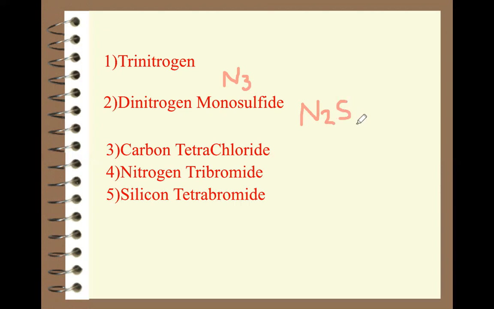I don't have to write the one. And carbon tetrachloride. So only one carbon. Tetra means four. So tetrachloride means there are four chloride. CCl4. Then nitrogen, only one nitrogen, tribromide. So tri means three. So there are three bromide. And the last one, silicon tetrabromide. The symbol for silicon is Si. There is only one silicon. And tetrabromide. So that means Br. Tetra means four.